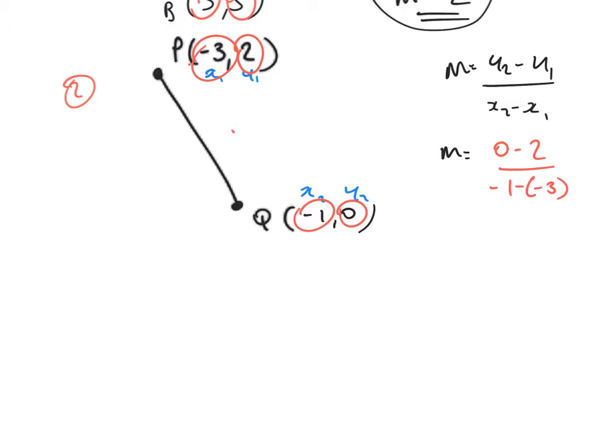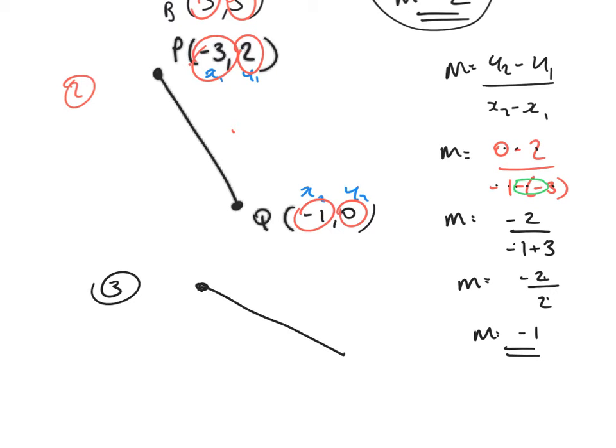Okay, so let's just be careful. Remember that if you've got two negatives beside each other, that will turn into a plus. So 0 take away 2 is minus 2, and then minus 1 minus minus 3, well that minus minus will become a plus. So that's minus 1 plus 3, so it's minus 2 over 2. Minus 2 divided by 2 is minus 1. Let's look at an example 3.